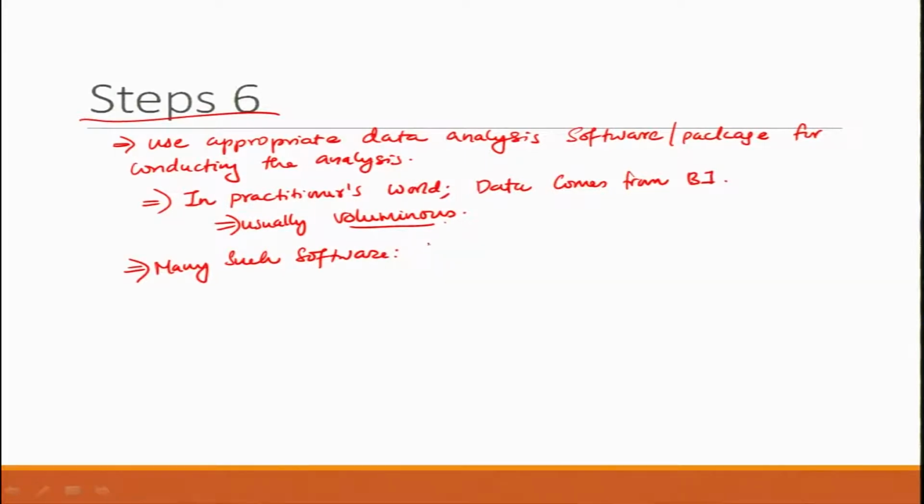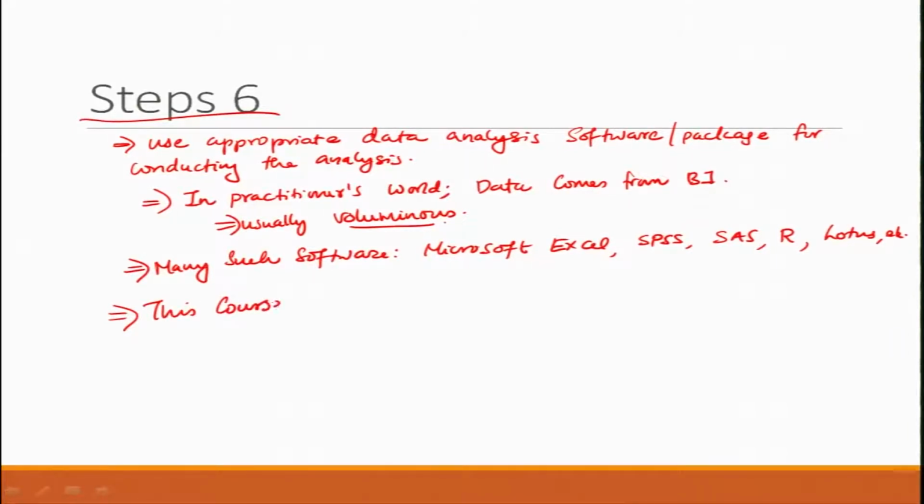Starting with Microsoft Excel, then you have SPSS, now made by IBM. Then you have SAS, from the SAS Institute, or the open source alternative of SAS, Lotus, spreadsheets, etc. These are multiple options of software that is available. In this course, we use Excel and R. There will be a tutorial of R in this course, and you will learn what R is and how to use R for that. And for simple cases, we will also use Excel.